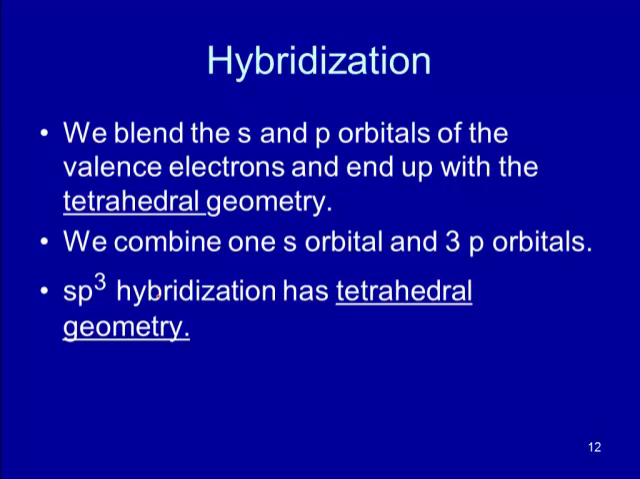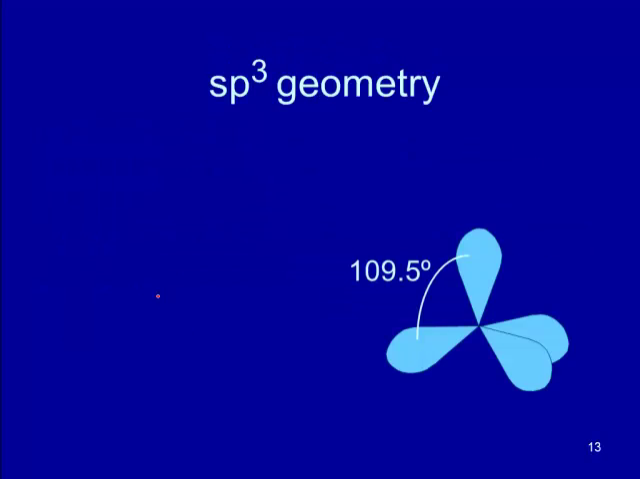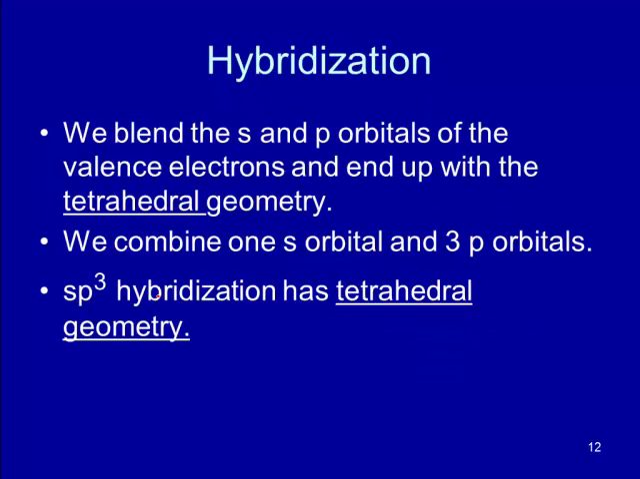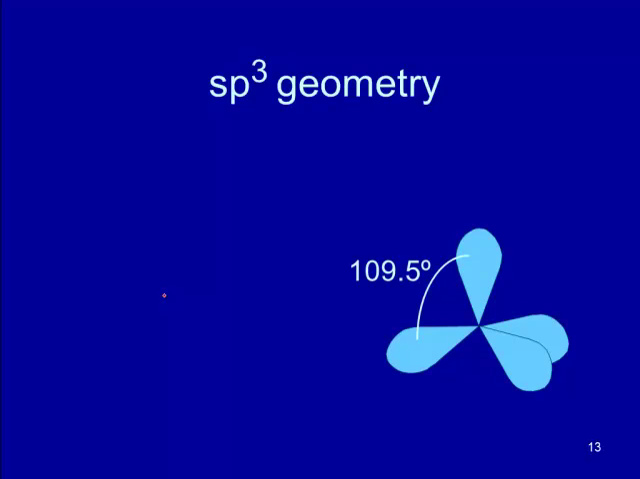So in this case, we kind of summarize: when the electron group is 4, the molecular geometry can occupy up to tetrahedral geometry. In this case, it combines 1 s orbital and 3 p orbitals. You end up with 4 sp3 hybridized orbitals, and it has a tetrahedral geometry. As shown here, the angle between the lobes will be 109.5 degrees.